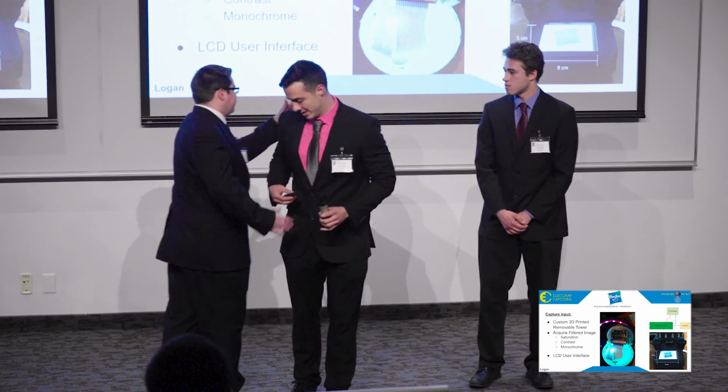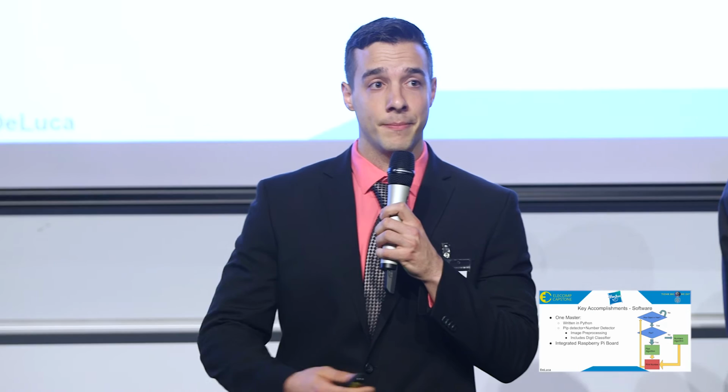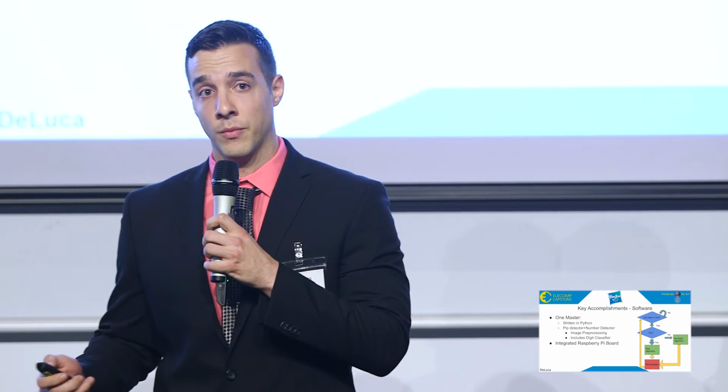Thank you. So on the software side, we have one master script that was written in Python. This handles both the number and the pip classification. The scripts are split up into the pre-processing phases of both pip and number, and then the actual prediction phases. It was all integrated onto our Raspberry Pi board.